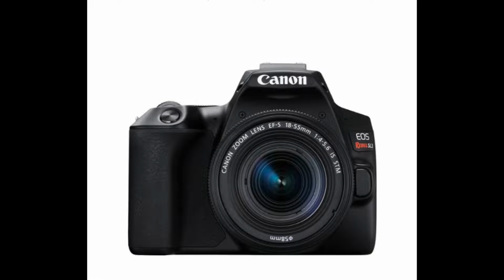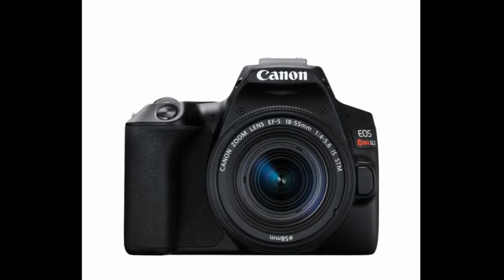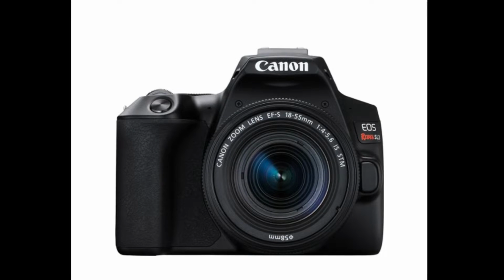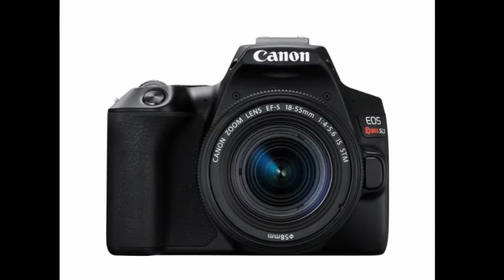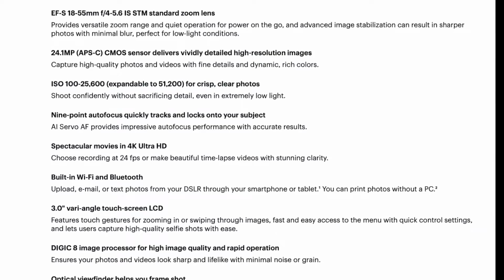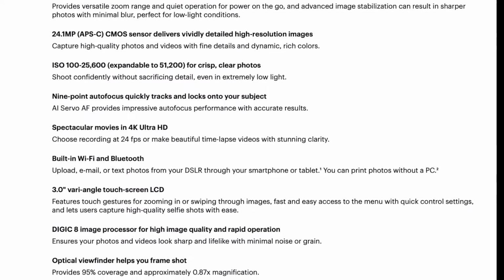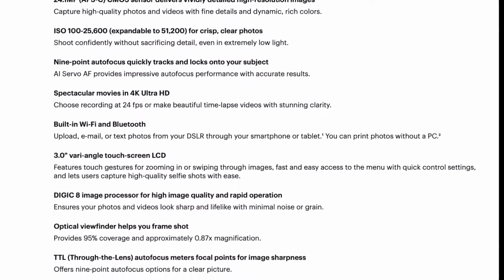So first of all, I use a Canon DSLR. It is not a full frame, but a crop frame camera, 24 megapixels, and it uses a CMOS sensor. But the autofocus is one of the main reasons why I went for this camera body.